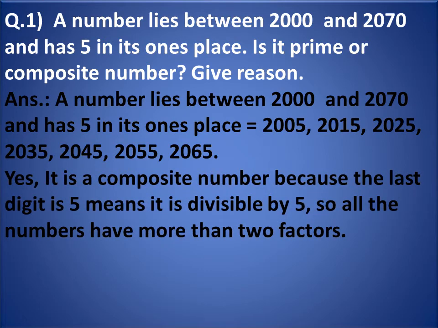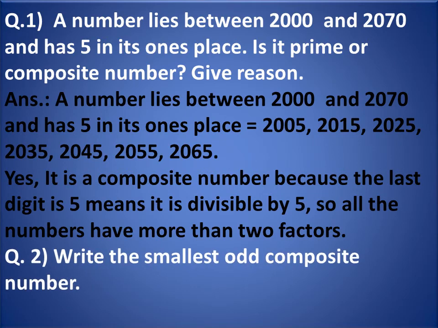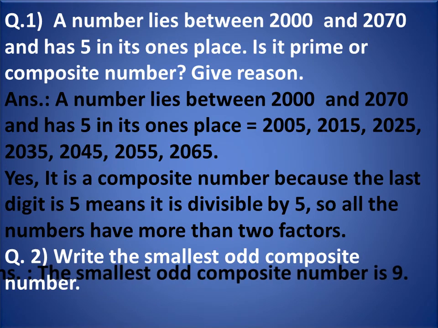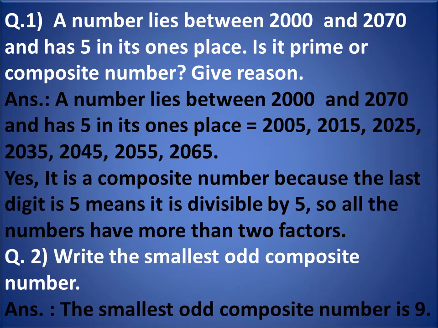Yes, it is a composite number because the last digit is 5, which means it is divisible by 5. So all the numbers have more than two factors. Question number 2. Write the smallest odd composite number. And the answer is, the smallest odd composite number is 9. Hope you understand prime numbers and composite numbers.